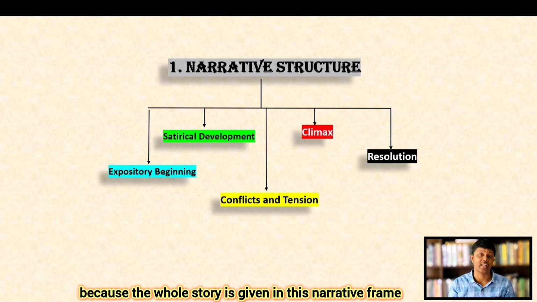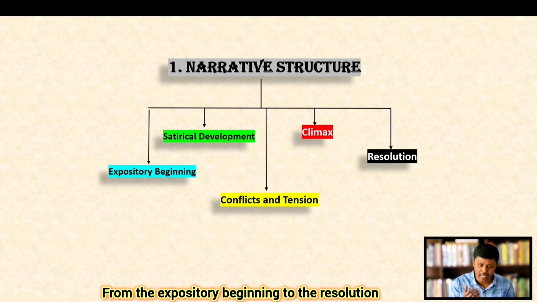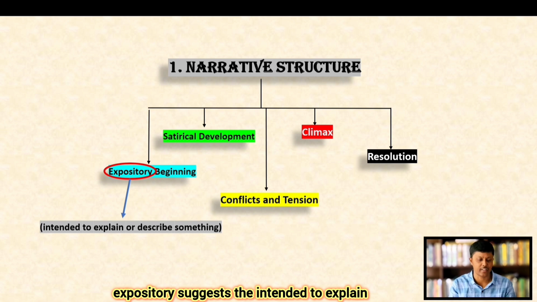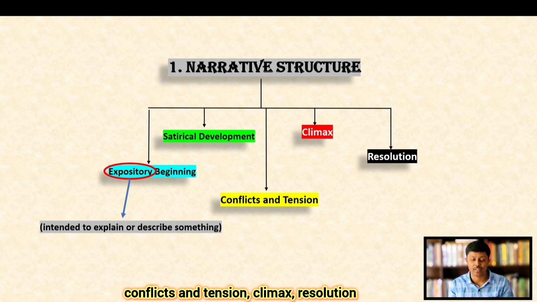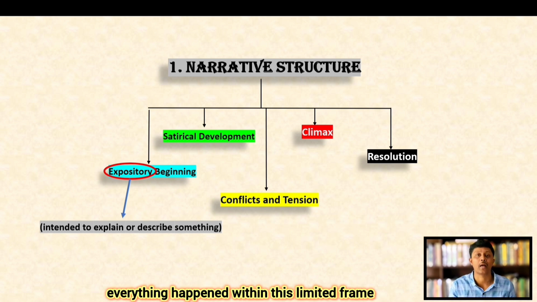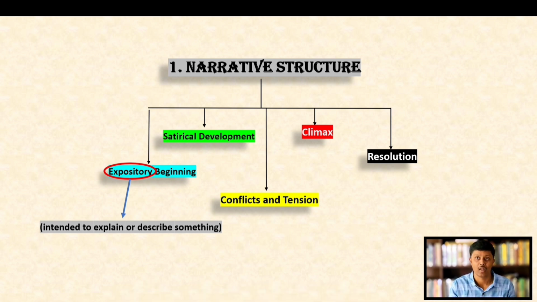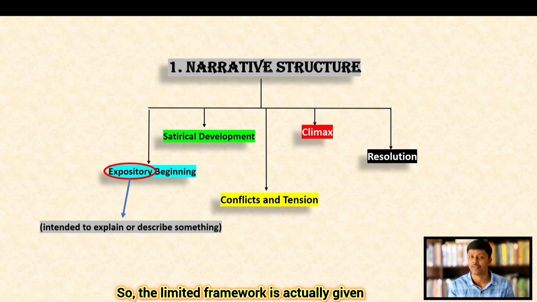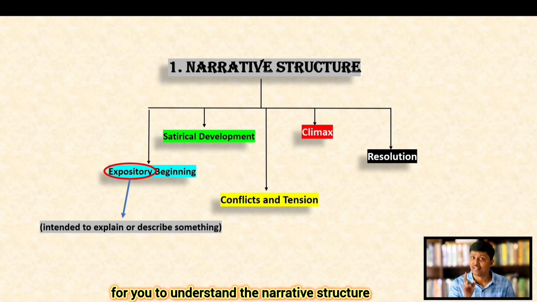And from here, we would like to move on to the next segment, the narrative structure, because the whole story is given in this narrative frame. From the expository beginning to the resolution, expository suggests something intended to explain or describe something. And from this to the satirical development, conflicts and tension, climax, resolution, everything happens within this limited frame. So the limited framework is actually given for you to understand the narrative structure in a better way. From the expository beginning, the satirical development.